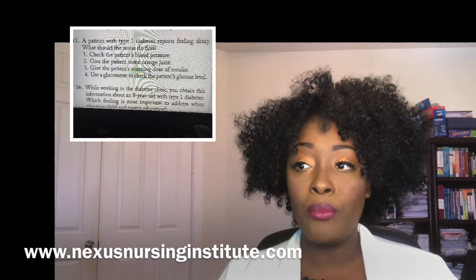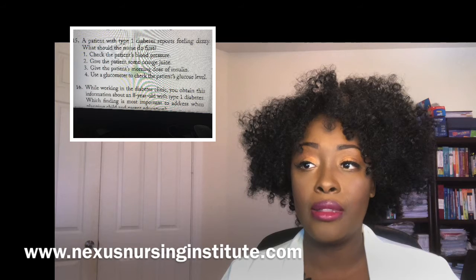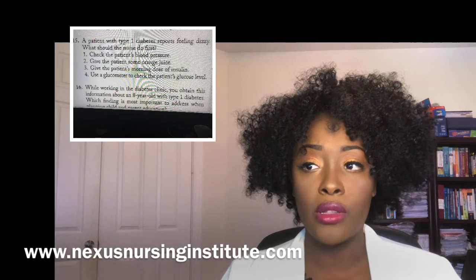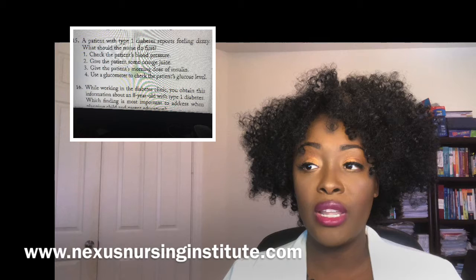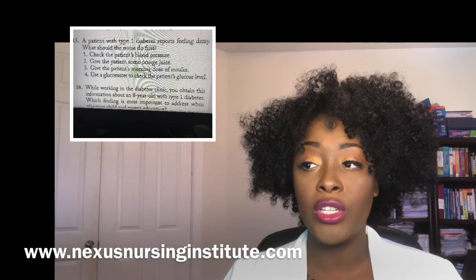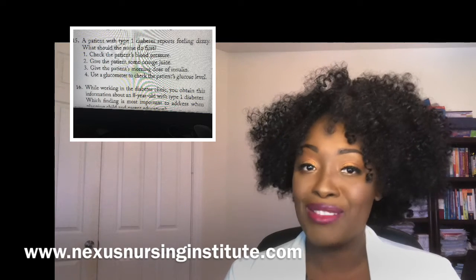A patient with type 1 diabetes reports feeling dizzy. What should the nurse do first? 1, check the patient's blood pressure. 2, give the patient some orange juice. 3, give the patient a morning dose of insulin. Or 4, use a glucometer to check the patient's glucose level. I'll give you guys a moment to think of your answer.